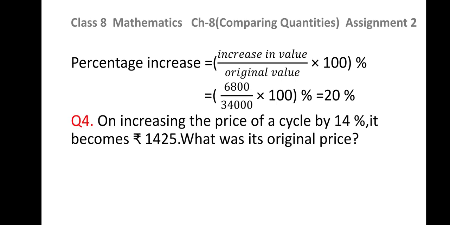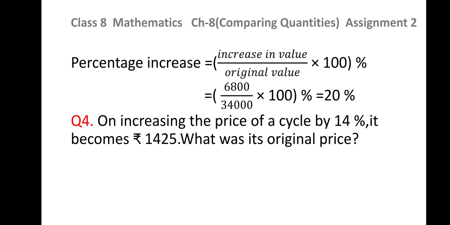So in the previous question, that is question number 3, we are supposed to use the percentage increase formula. First of all, we have calculated the increase in value, and then using this formula, that is increase in value over original value into 100%, we have calculated the percentage increase in the price of the scooter. Now, question number 4 is, on increasing the price of a cycle by 14%, it becomes rupees 1,425. What was its original price?